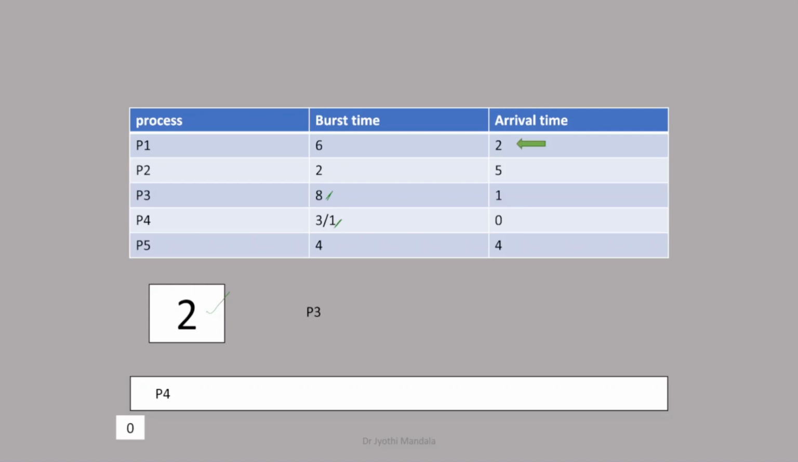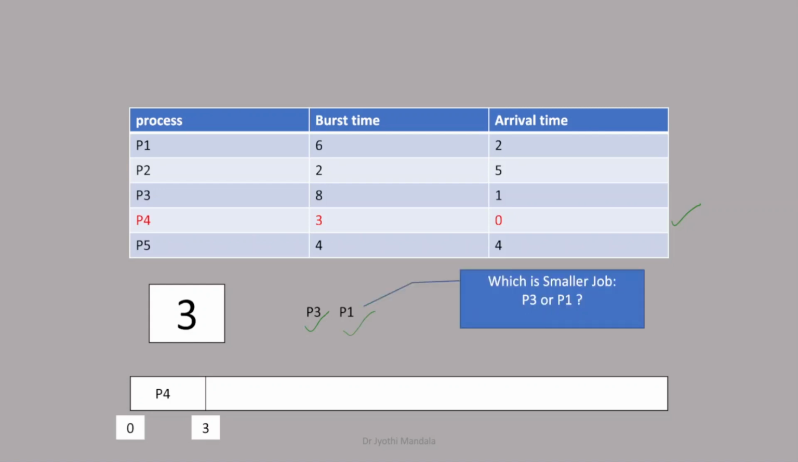At 2 seconds, we got one more process, which is P1. P1 will be added to the ready queue and P4 will continue its execution, and P4 has completed its execution. That's why it has been turned red. Now we have 2 processes in the ready queue, P3 and P1. Out of these 2 processes, the one having the smallest burst time will be considered. P3 requires 8 seconds and P1 requires 6 seconds, so P1 will be given a chance to be executed.